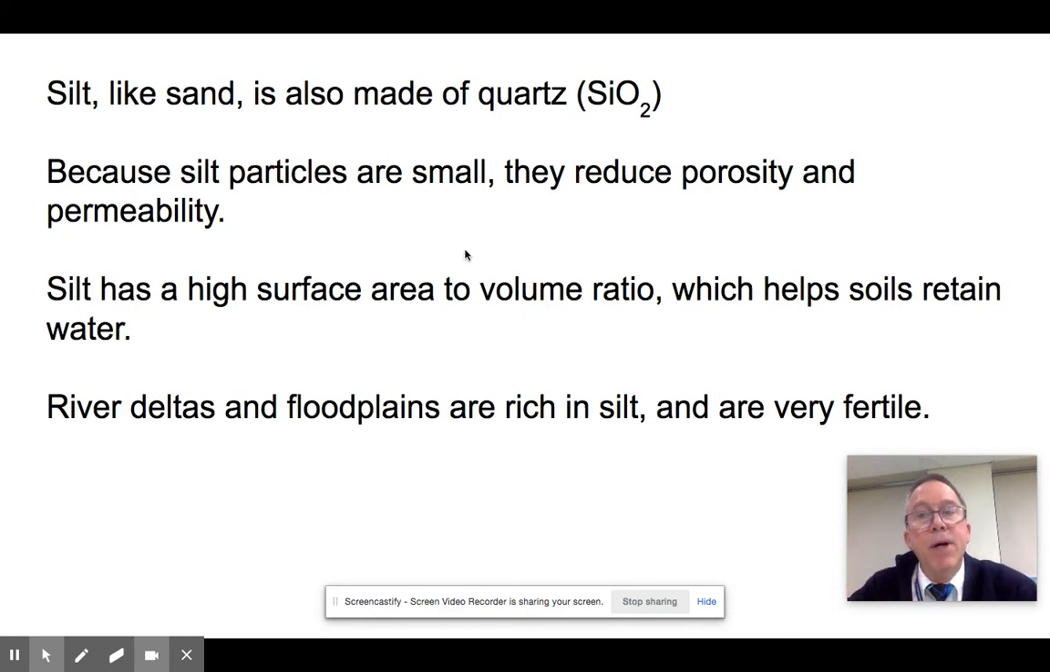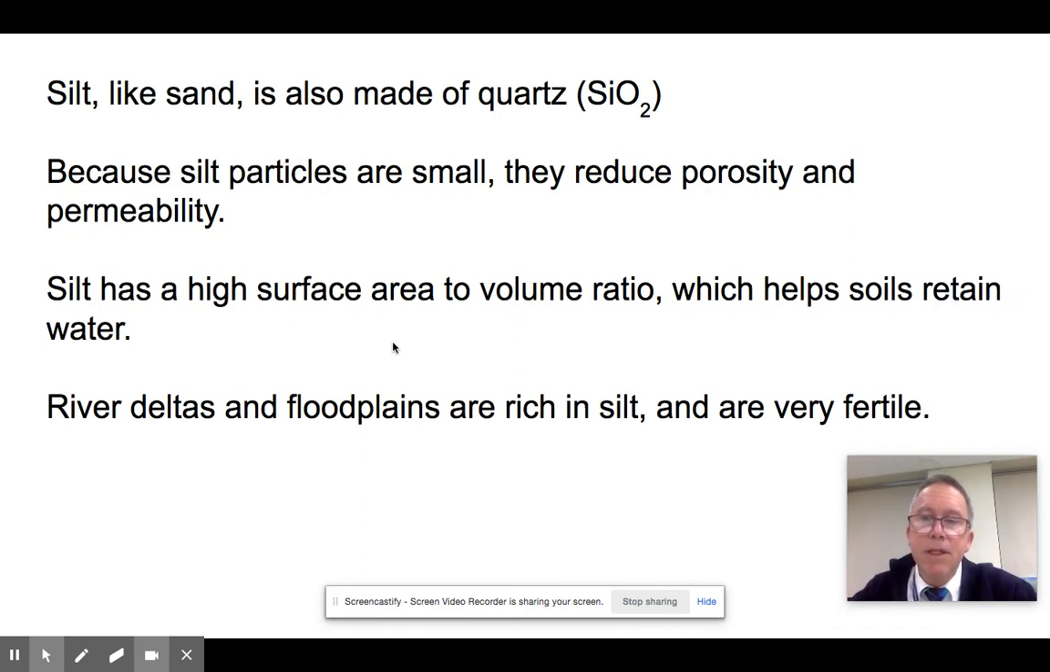But they fit into little holes between the sand, right? So what happens is, instead of filling my pores with air and water, I'm filling them with silt. So silt has a tendency to reduce porosity and therefore reduce the connectivity between the pores, meaning the permeability goes down. But because silt has a high surface to volume ratio, it does help retain water.